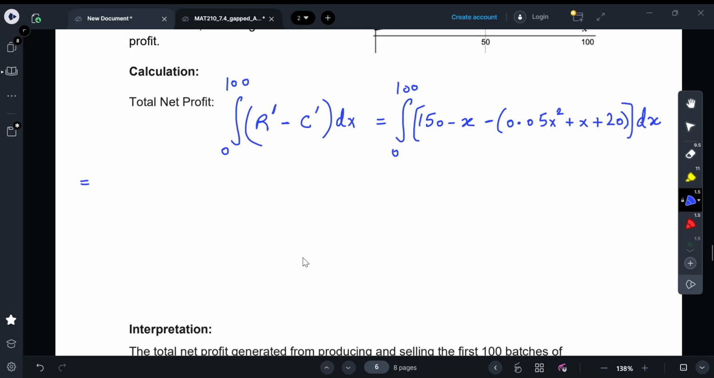Okay, simplify. Now comes the getting your hands dirty type of work. Simplify, cancel things, 150. Make sure you change the signs as you move the negative inside.